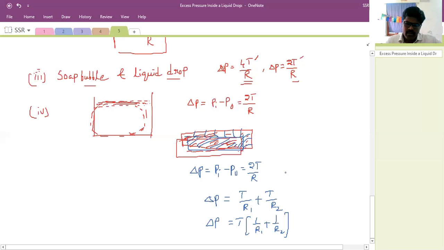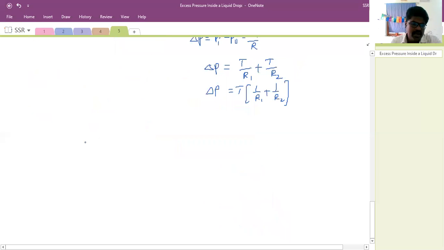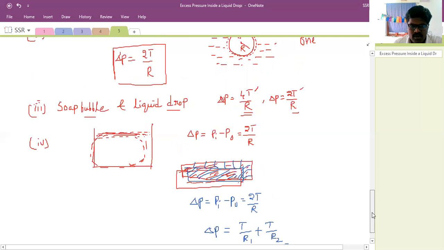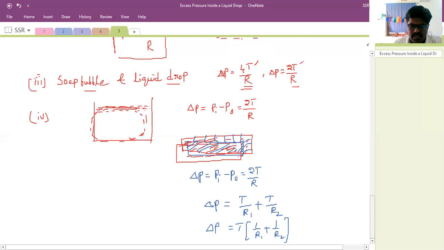So this is about certain applications regarding excess pressure. You can take a liquid drop, you can take a soap bubble, you can take an air bubble inside water, you can take between two thin glass plates a small layer of liquid that is formed. For that also you can calculate excess pressure like this. Suppose you take a liquid drop in water. I said just the free surface of the water. Now inside the water at a certain depth.